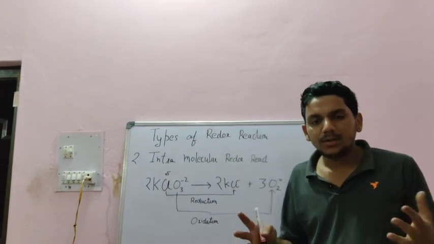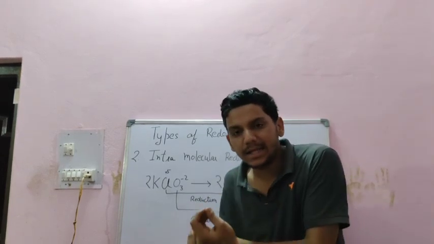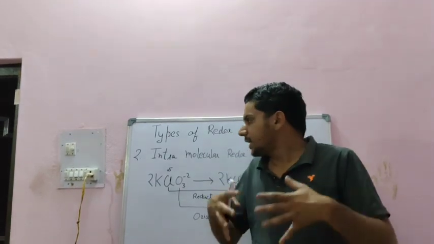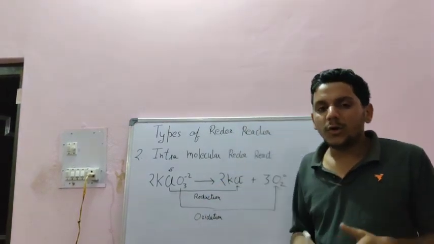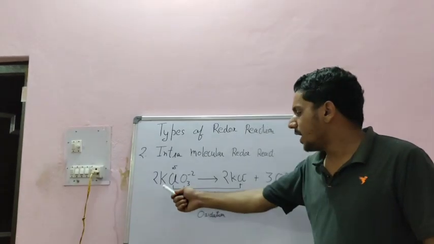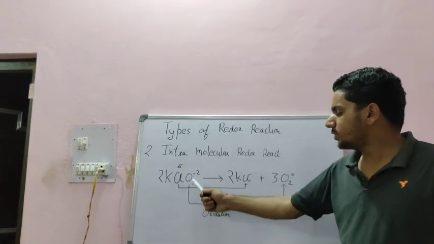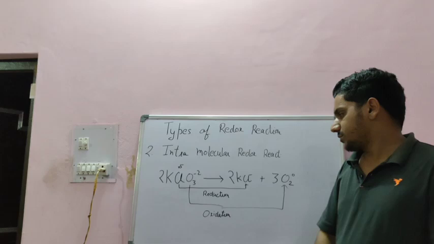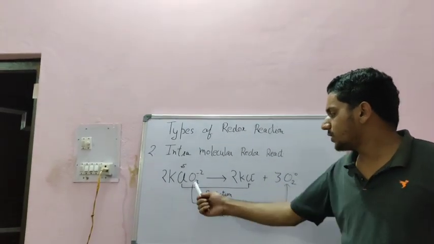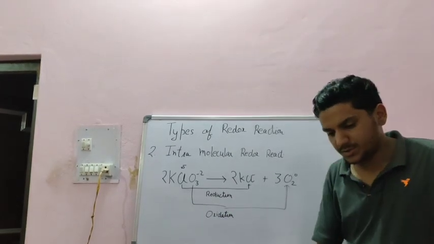If both oxidation and reduction are done by different atoms of the same molecule, then it is called an intramolecular redox reaction. Now let us see an example, which is KClO3, in which the chlorine atom will undergo reduction, whereas the oxygen atom will undergo oxidation.